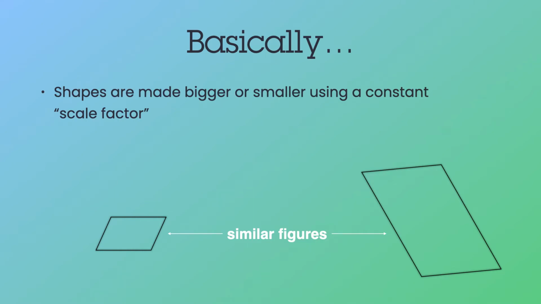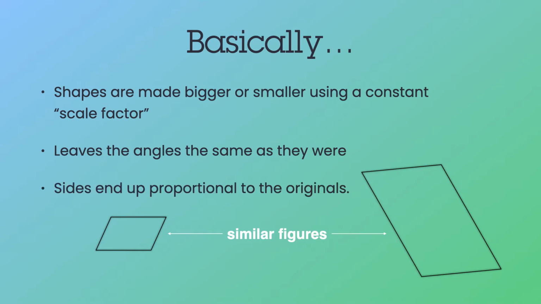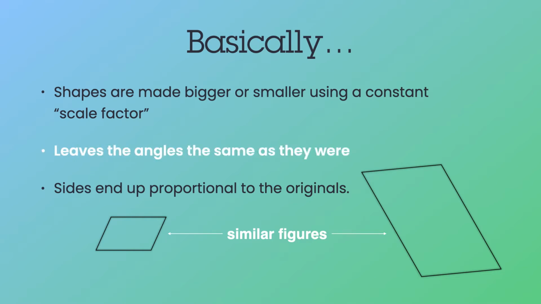Basically, these shapes are made bigger or smaller using a constant scale factor. That's the dilation. But this leaves the angles the same as they were, and your sides end up proportional to the original. Today we're focusing on the angles staying the same. On our next video, we'll look at the sides being proportional.